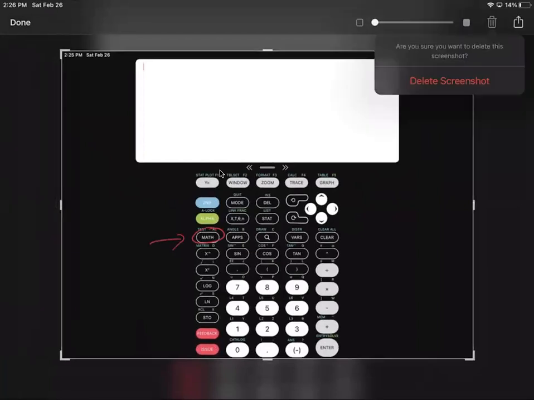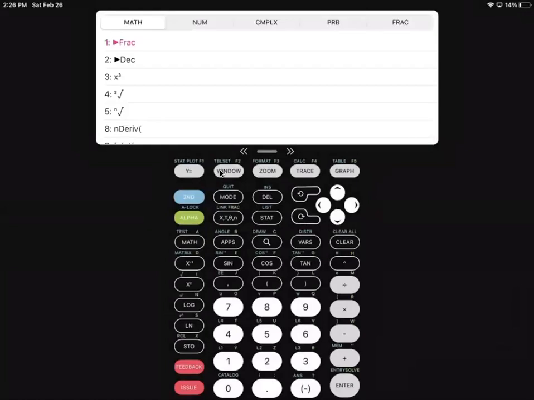All right, so let me delete this. So I'm going to click math right there. Go over to probability, PRB, using your arrow to the right. And see number 3 there, you have n choose r, right? But before we do this, I'm going to go back, clear, go back. So I want to do 10 choose 1. So I'm going to put 10 first, put number 10 first and then go to math.